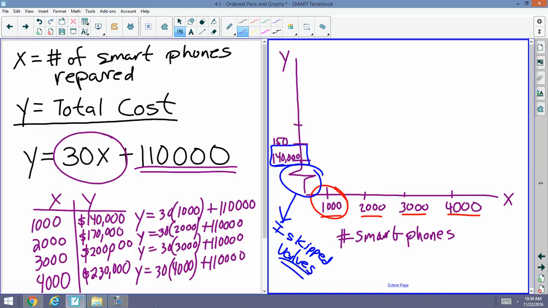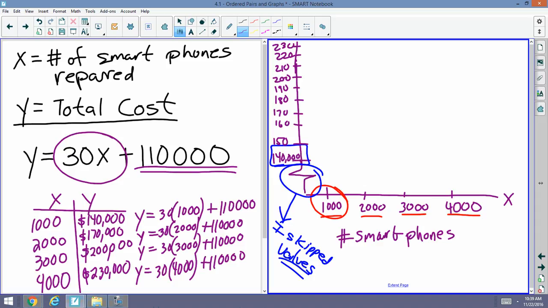150,000, 160,000, 170, 180, 190, 200, 210, 220, 230. All of these are, of course, in hundred thousands. So this is just telling me, hey, dude or dudette, I skipped a bunch of values. I'm just starting at 140,000, but now I'm going by 10,000.